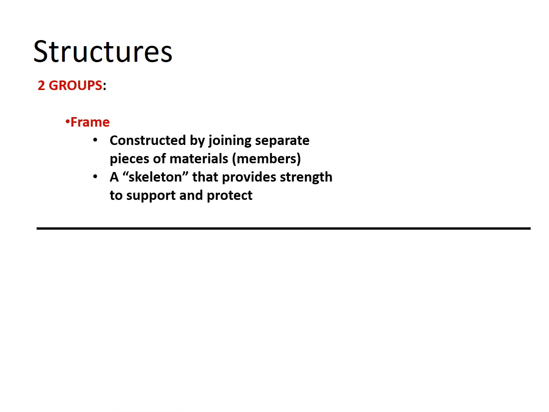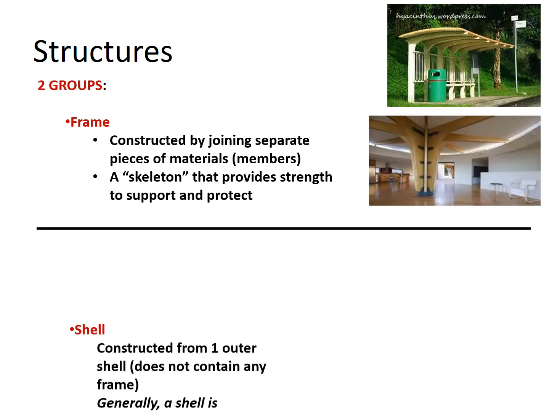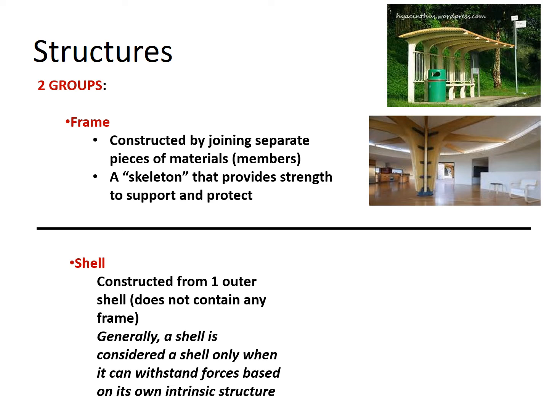They can also be further classified into two types. What we call the frame consists of many separate pieces of material or members joined together, or some call it a skeleton, that provides strength to support and protect. Or it can be a shell structure, which is constructed from one outer shell that does not contain any frame. Generally, a shell is considered a shell only when it can withstand force based on its own intrinsic structure.